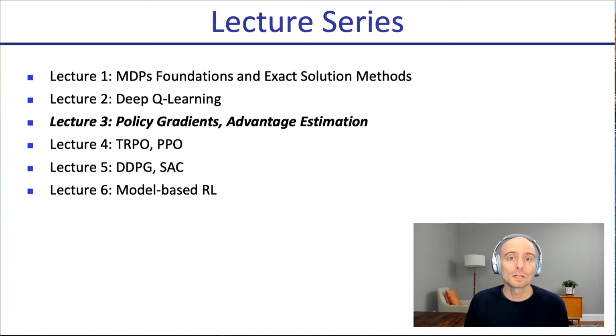Well, we already looked at what are MDPs and exact solution methods, which of course only apply to smaller MDPs. Then we looked at deep Q-learning, which was our first method for solving larger MDPs. And now we're going to look at some alternative methods for solving larger MDPs, starting with policy gradients and advantage estimation. First, you might say, well, if we already saw deep Q-learning, why do we need yet another method?